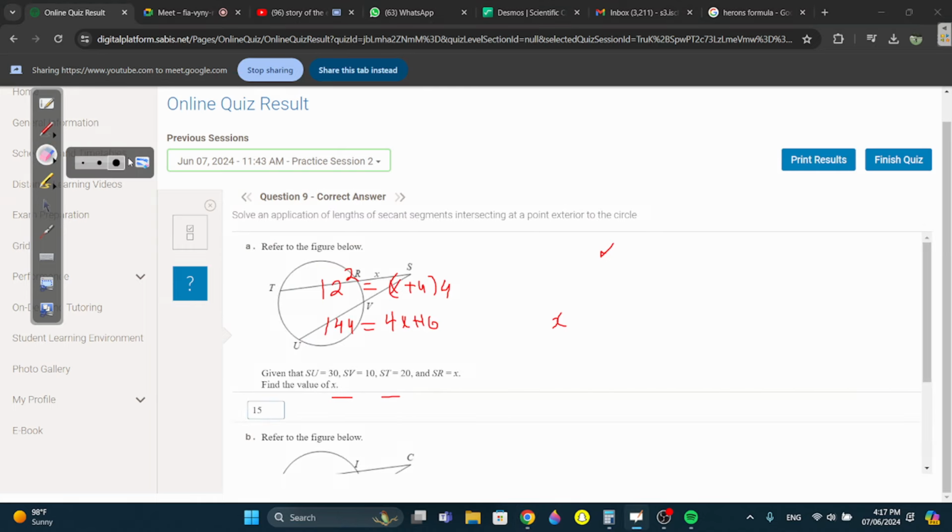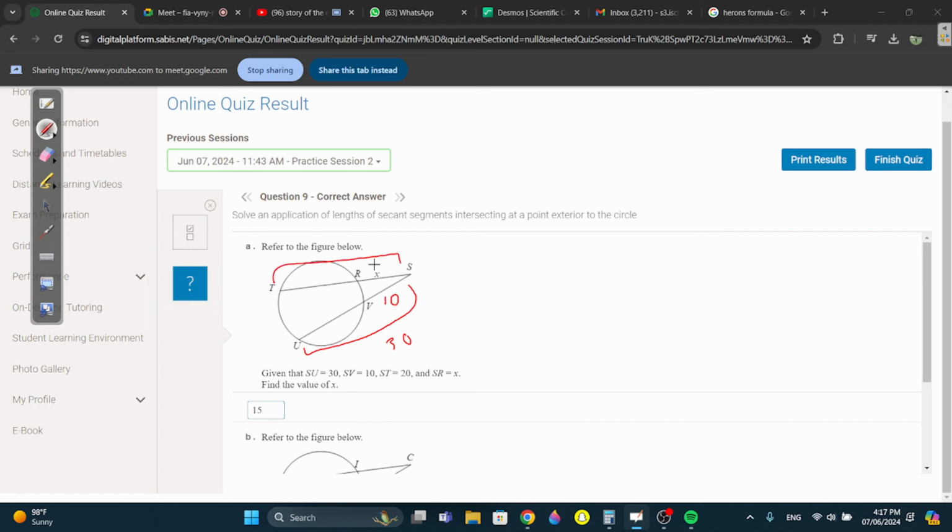Question 9. Same concept here. They give us SU is 30, SV is 10, ST is 20. Find x, whole times exterior, so 20 times x equals 30 times 10. You're going to get x equals 15.